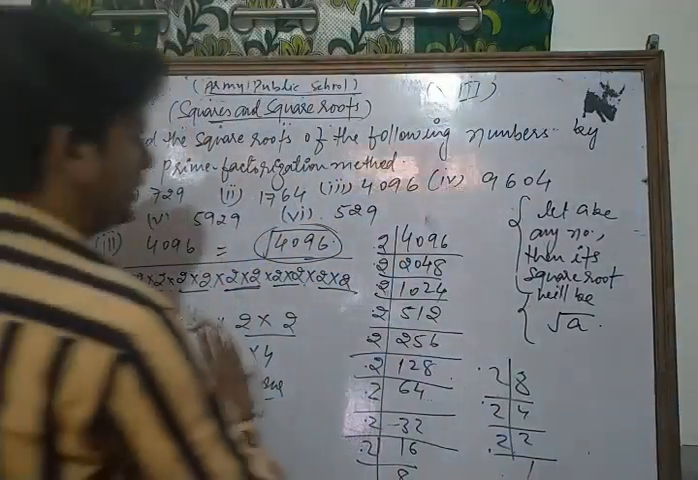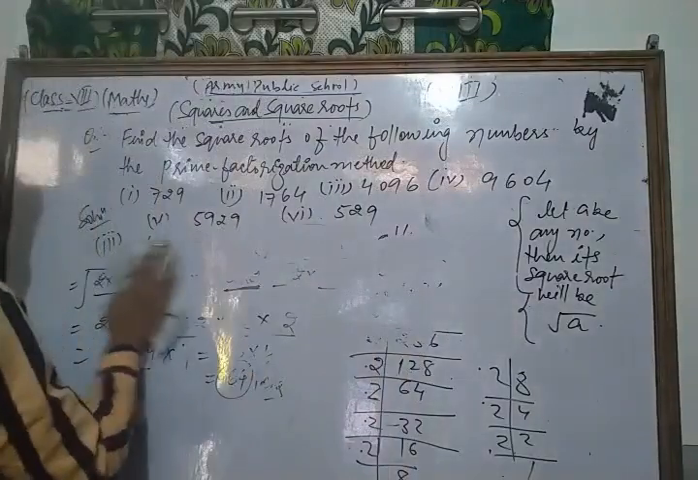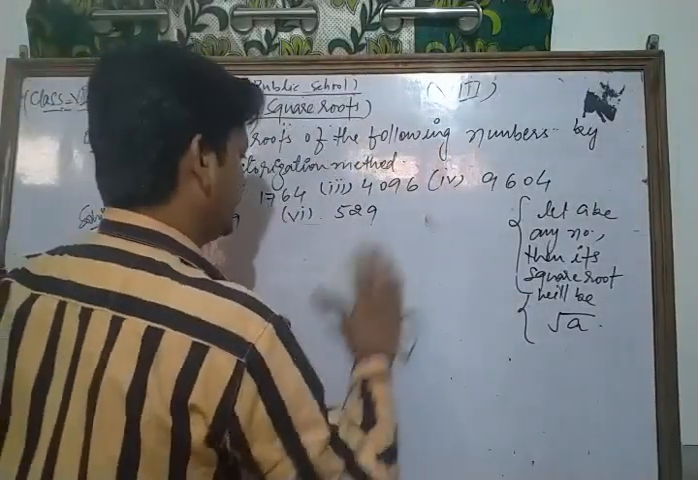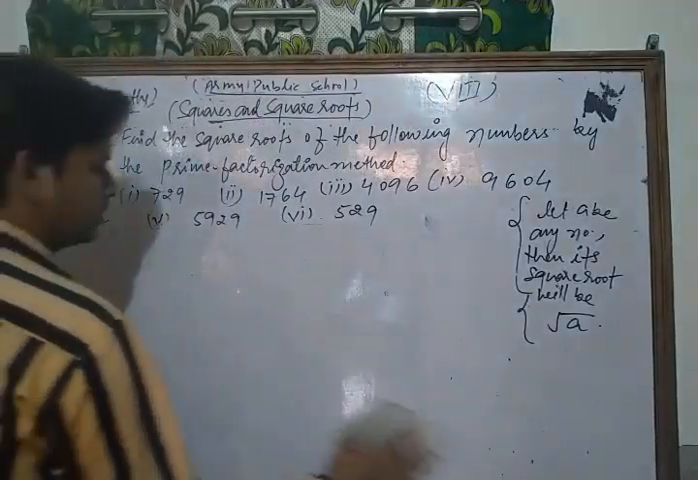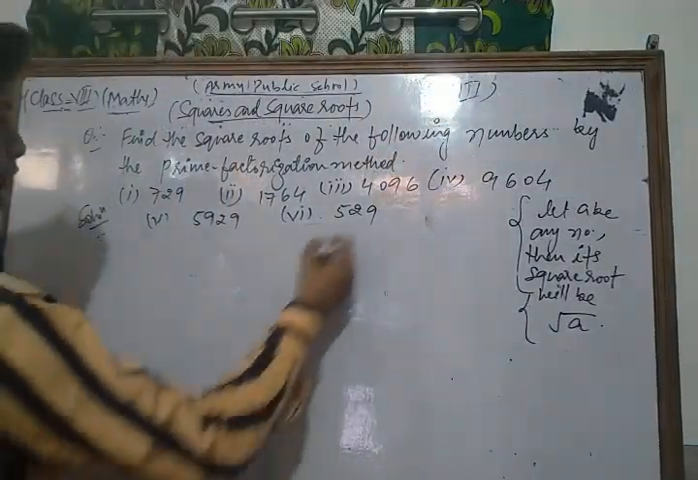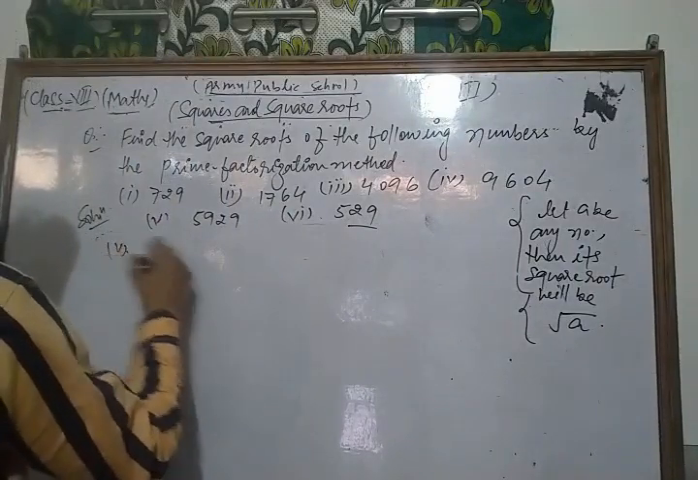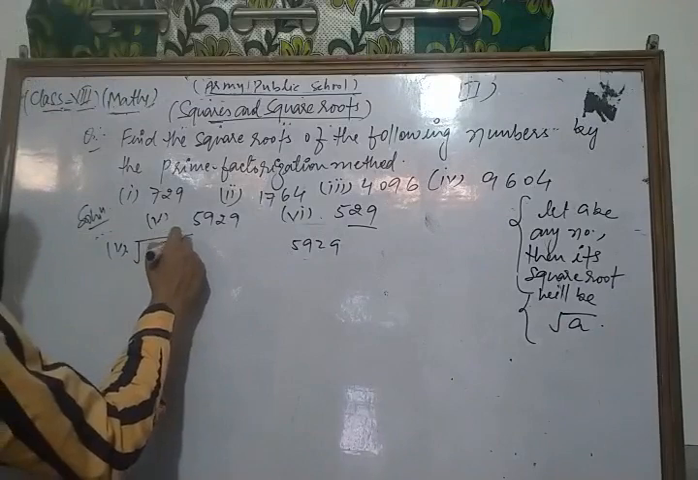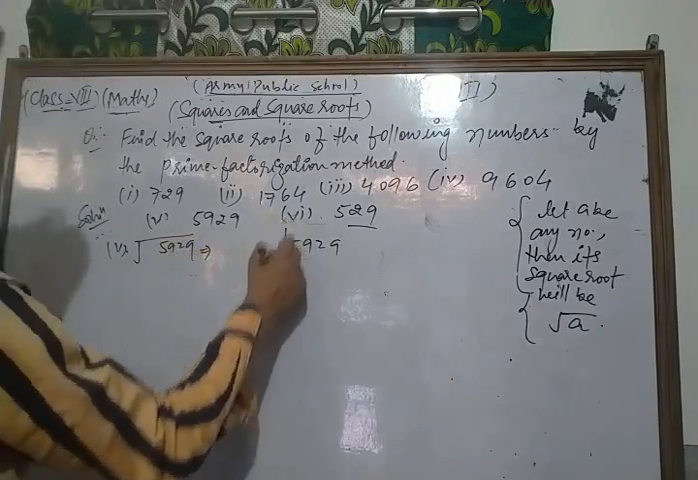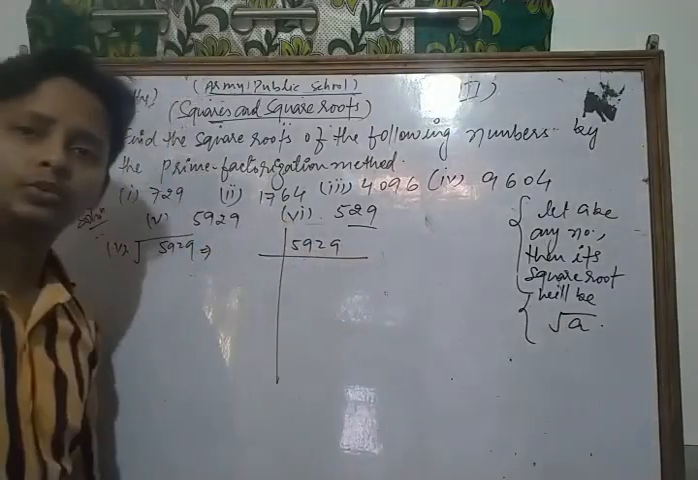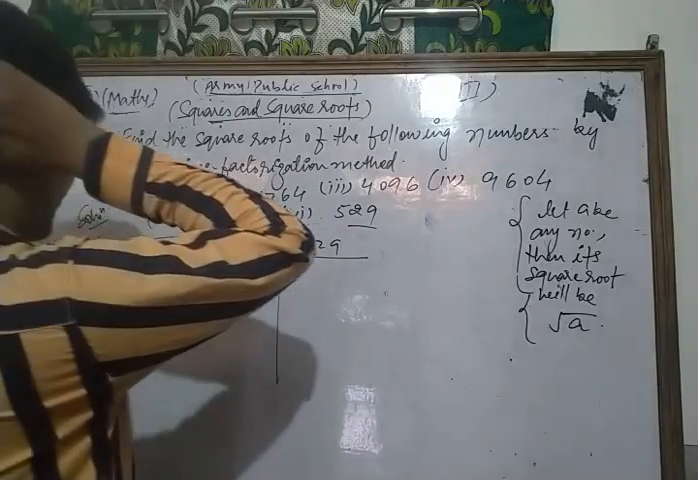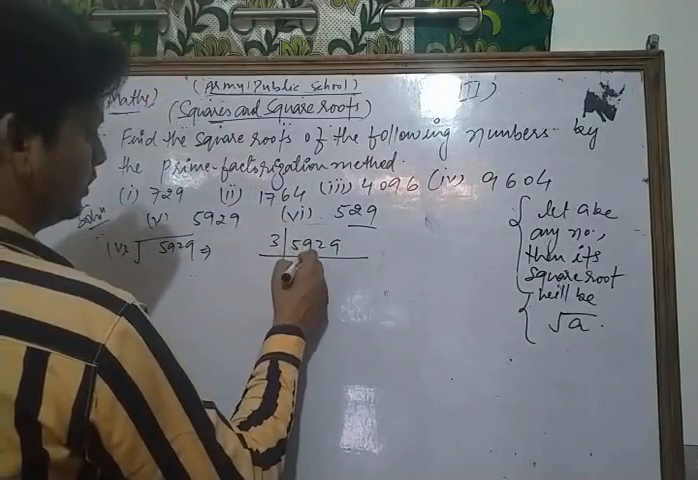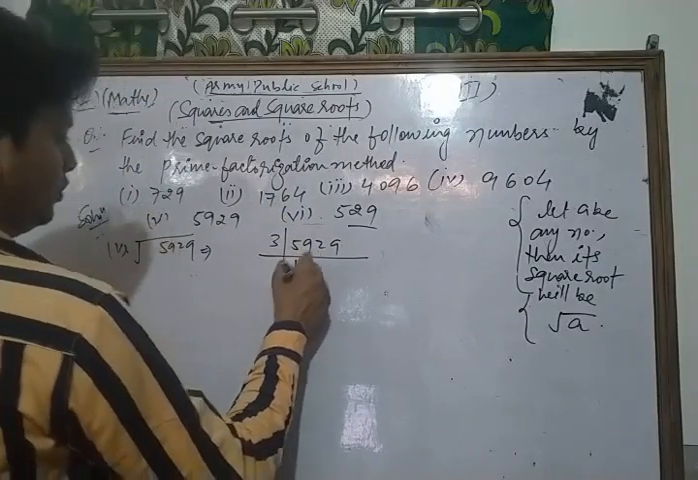Now similarly, dear students, we take and solve the remaining question. We take the last one, the fifth question, which is 5929. We find the square root of 5929. So first of all we do the prime factorization. 5929, from 3: 3 1s are 3, 3 9s are 27.